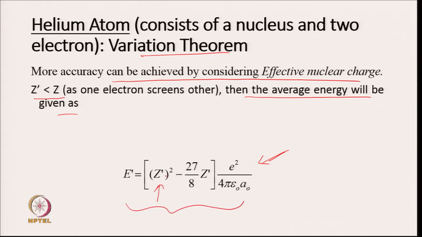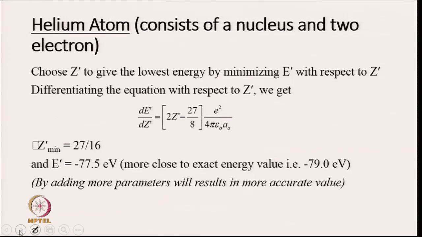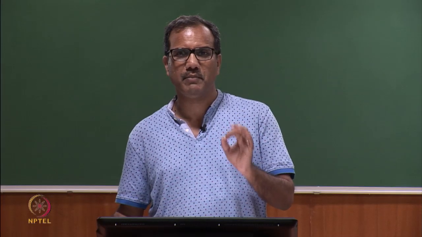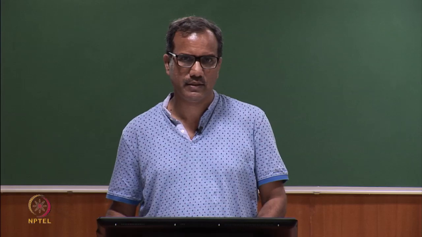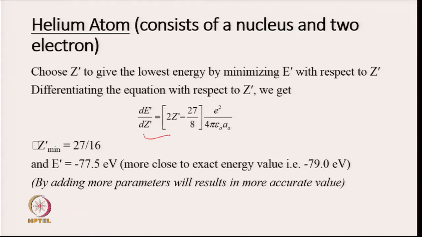equation. So, E dash is equal to Z dash square minus 27 by 8 Z dash multiplied by e square by 4 pi epsilon naught a naught. Now, the question is how to get this Z dash. You have to choose Z dash to give the lowest energy by minimizing E dash with respect to Z dash. When we differentiate the equation given in the previous slide, you will get dE dash by dZ dash is equal to 2 Z dash minus 27 by 8 e square by 4 pi epsilon naught a naught. If you do that, you can get the value of Z dash.